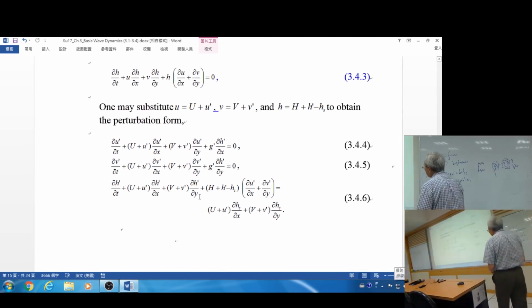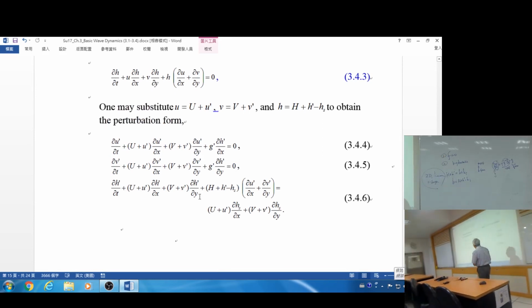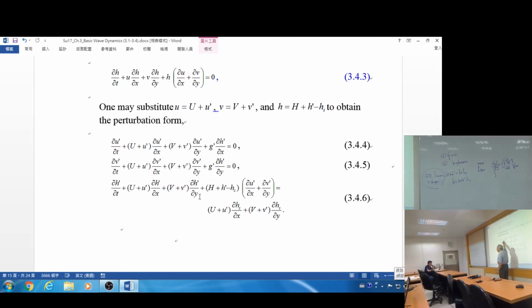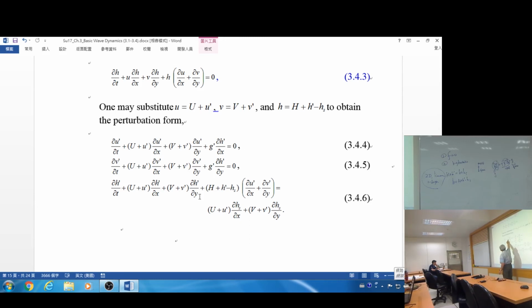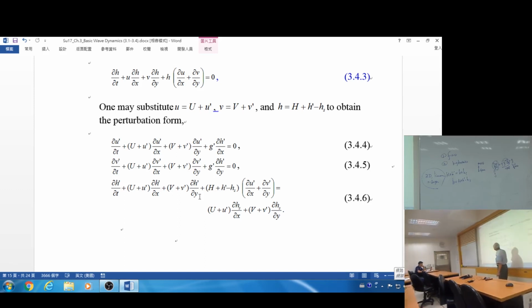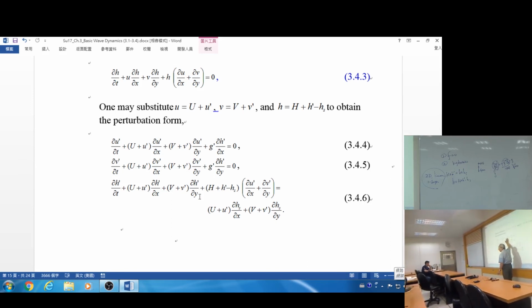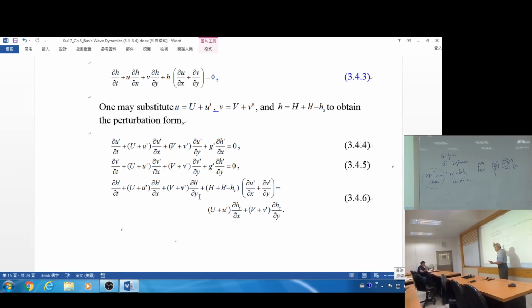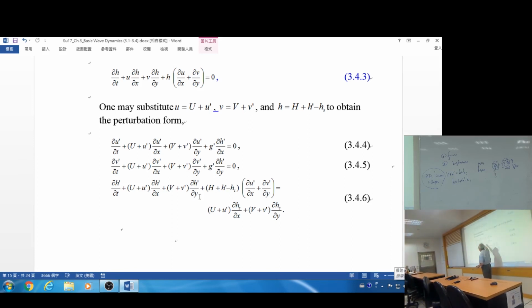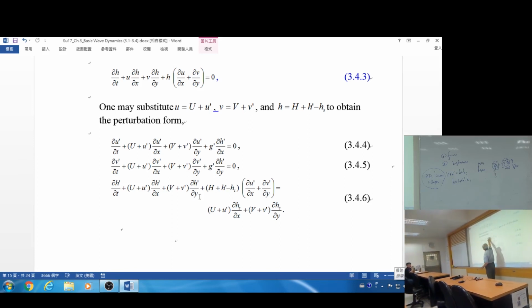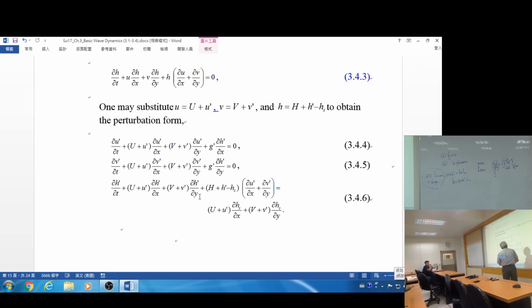Then this term goes, right? Because it's nonlinear. This term times this is nonlinear, so this is much smaller than u. So this becomes this plus u du prime dx. This one goes, why? Because 2D, so partial y in y direction, no change. So this is gone.